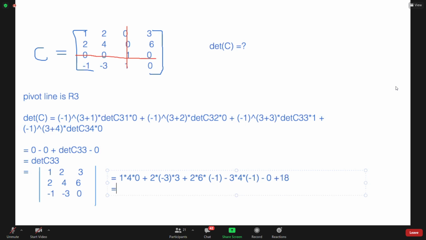And now I would have to go ahead and calculate. This is 0. This is -9 multiplied by 2 is -18. 2 times 6 minus 1 is -12. 3 by 4 multiplied by -1 is +12, plus 18. And the determinant will become 0. And this is how we work with determinants.